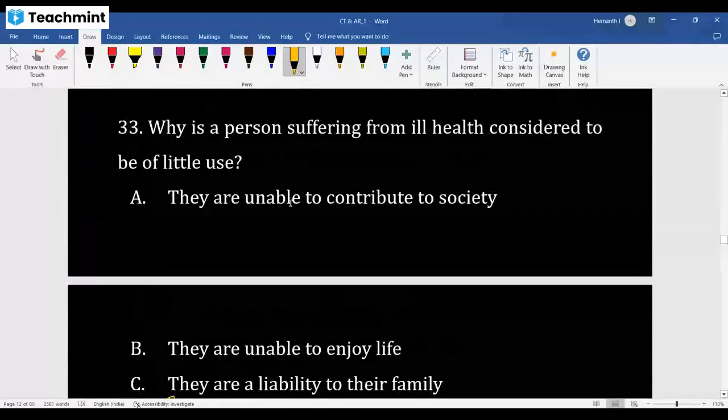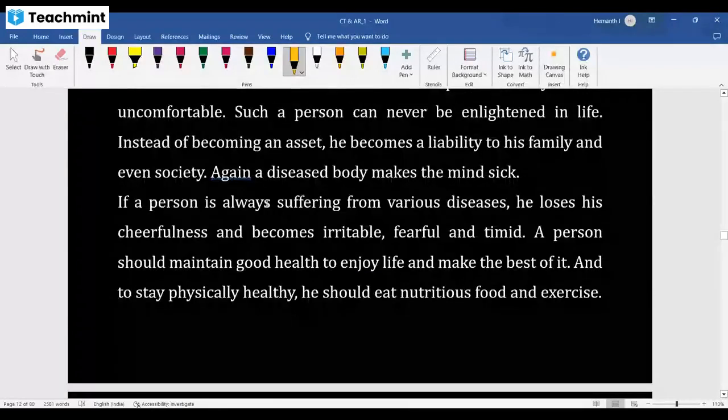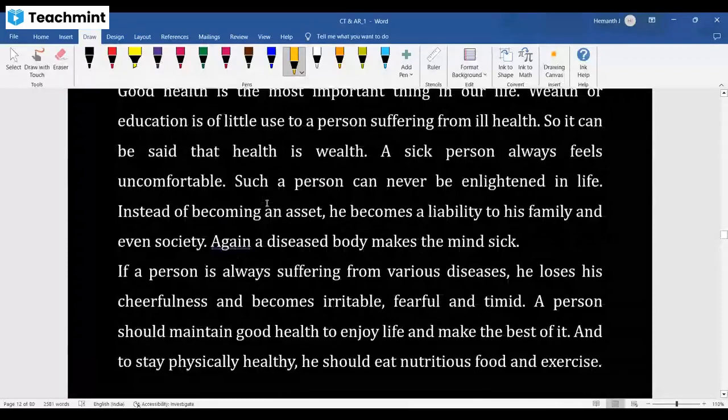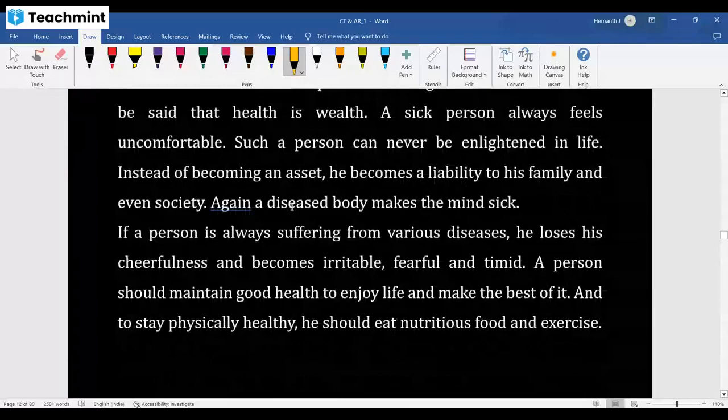Okay, why are they saying ill health is considered to be of little use? They clearly mention it. You can see it feels uncomfortable. Okay, a person can never... instead of becoming an asset, he becomes a liability to his family. All okay, and he is less useful. Okay, little use. Education is of little use to a person suffering from ill health. See that a sick person always feels uncomfortable.